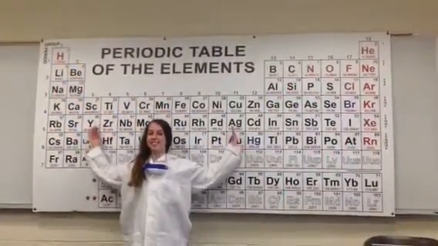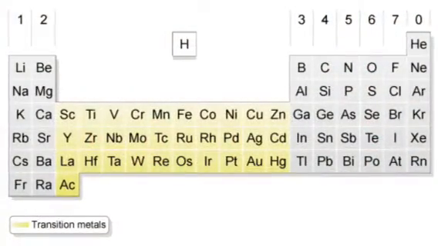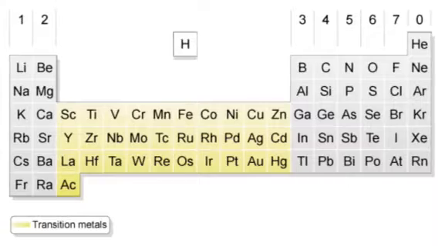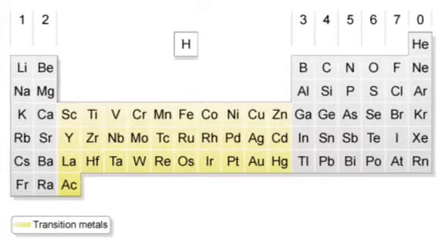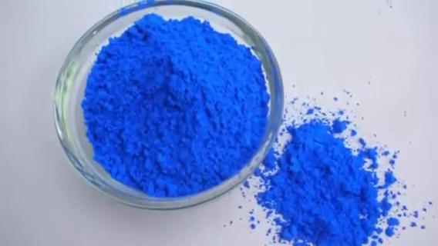Transition metals. Transition metals are found in the center of the periodic table and are characterized with a partially full D shell of valence electrons. Transition metals are also known for their colors and are used in pigmentation for paints and dyes. For example, copper burns a lovely green, while cobalt is used as blue pigment.